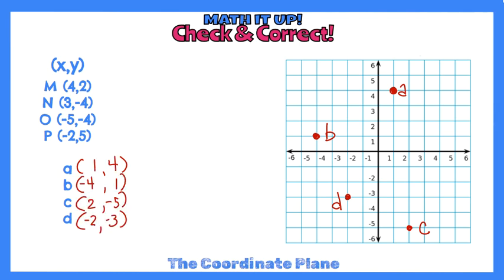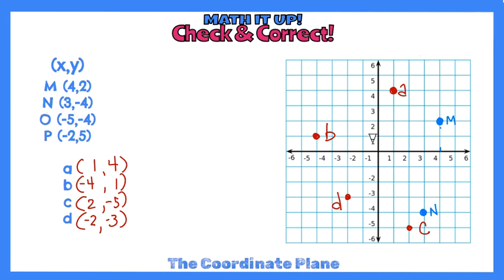Welcome back. Hopefully you have all of this finished, and now we can just go through and correct your work. So let's start with the points that we are going to graph. So 4, 2. So here's positive 4, positive 2 intersects here. That's going to be point M. N is 3, and then negative 4. So point N should be here.